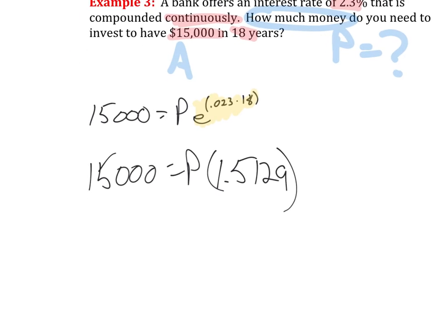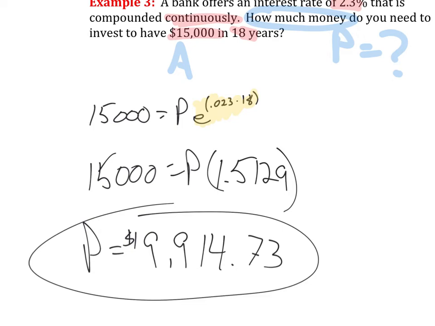Okay, well, now to solve for P, this isn't too hard. I'll just do 15,000 divided by 1.5129. So I'll just divide this over to the other side. And in doing so, what am I going to get? 15,000 divided by 1.5129, I get 9,914.73. So we would need to start off with just over $9,000 in our account if we wanted 15,000 after 18 years. It's a pretty good return on investment there, I'd say.